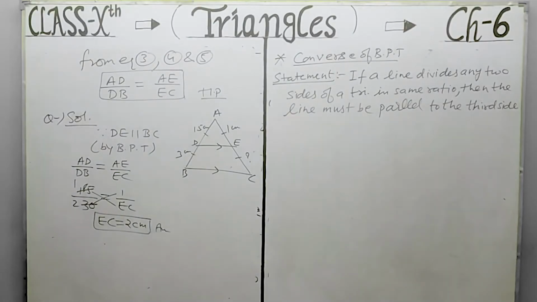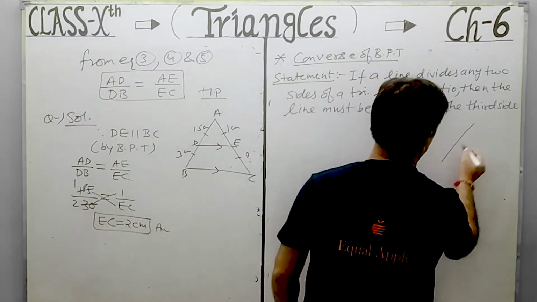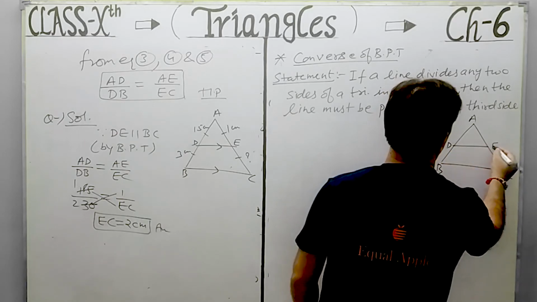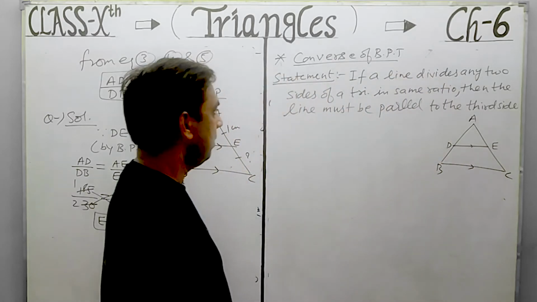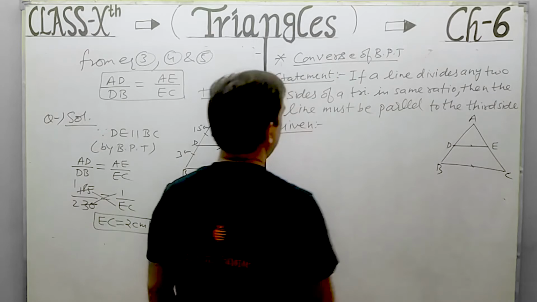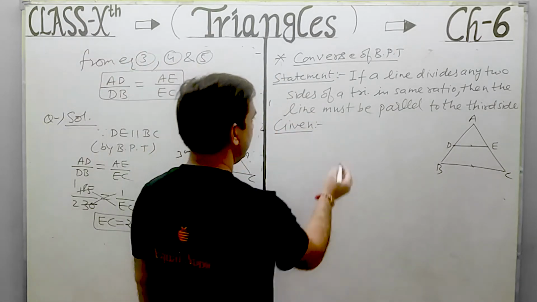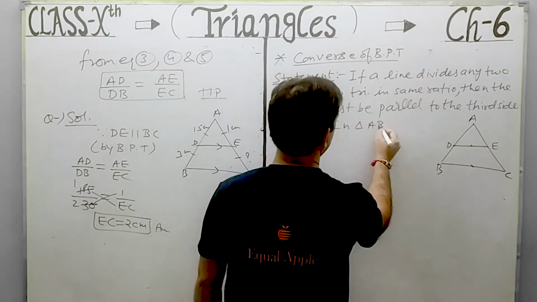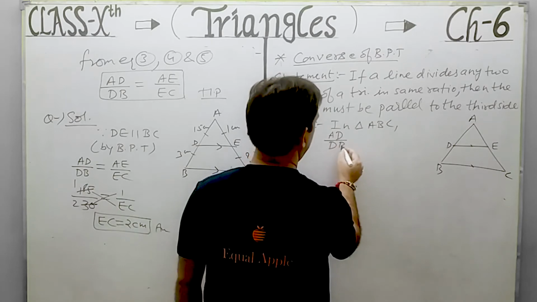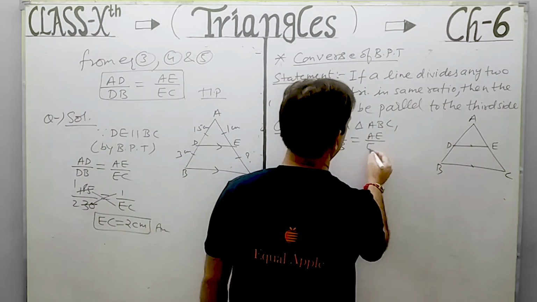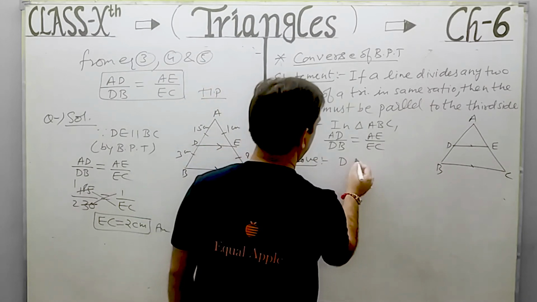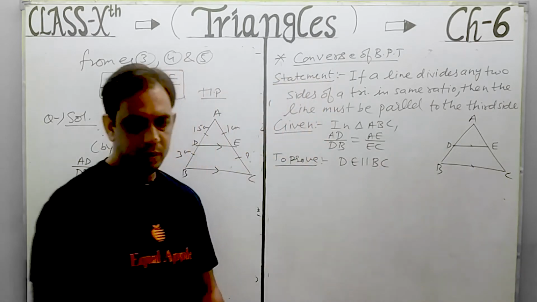For that, I am taking one triangle ABC. Here I am taking the line DE. I am writing what is given: if a line divides any two sides of a triangle in the same ratio, in this triangle, in triangle ABC, right, we have AD upon DB equals AE upon EC, right? To prove, here we need to prove DE parallel to BC, right?